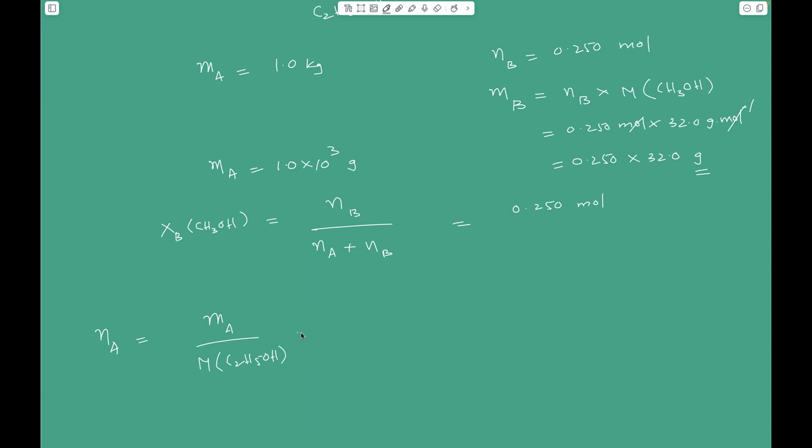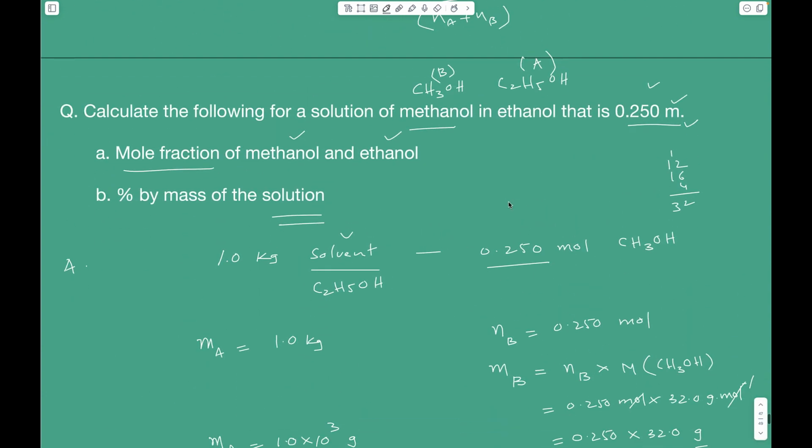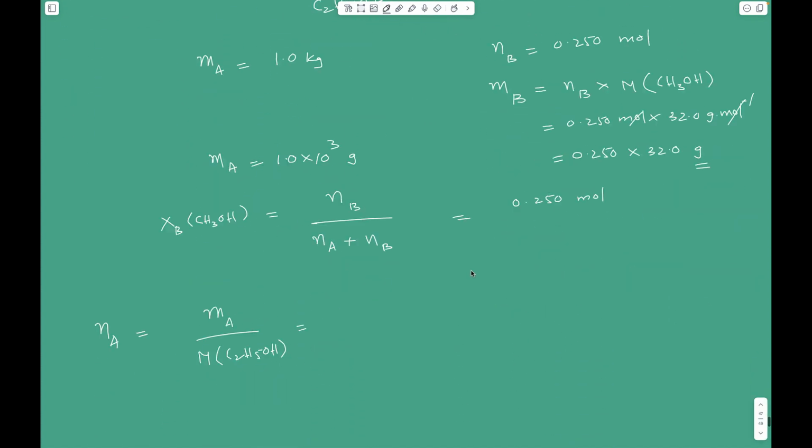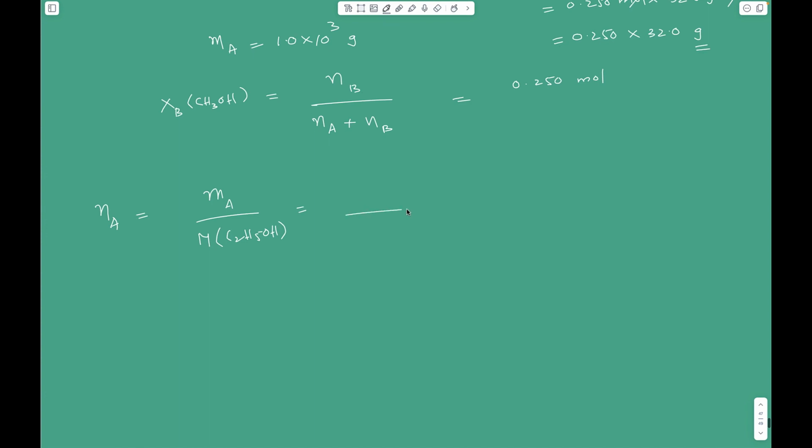In this case it is ethyl alcohol. What is the molar mass of ethyl alcohol? 24 plus 6 plus 16, right? 12 times 2 is 24, plus 6 times 1 is 6, plus 16. Is it 46? So it is approximately 46 gram per mole.